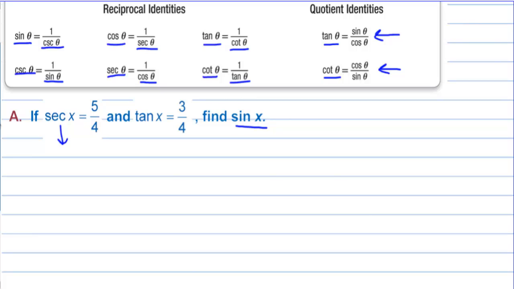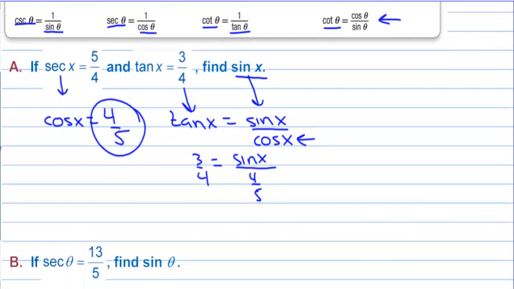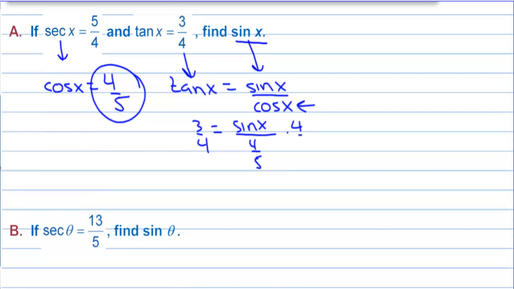If secant of x is 5/4, then cosine of x is equal to 4/5. And tangent of x is equal to sine of x over cosine of x. Now they tell us that tangent is 3/4. We're trying to find sine of x, and we know that cosine is 4/5. So we can replace this cosine with 4/5. Now to solve for sine of x, we can multiply both sides by 4/5. The 4's will cancel, and the sine of x is equal to 3/5.